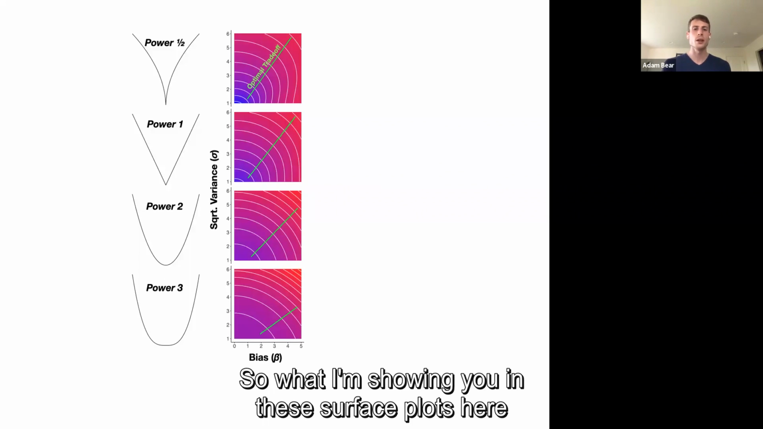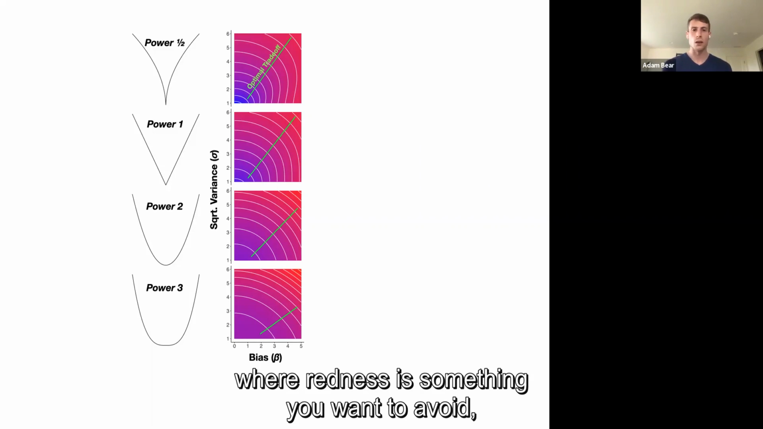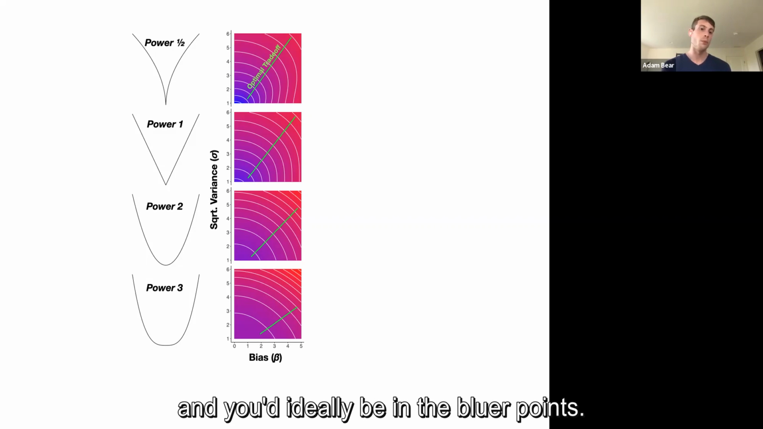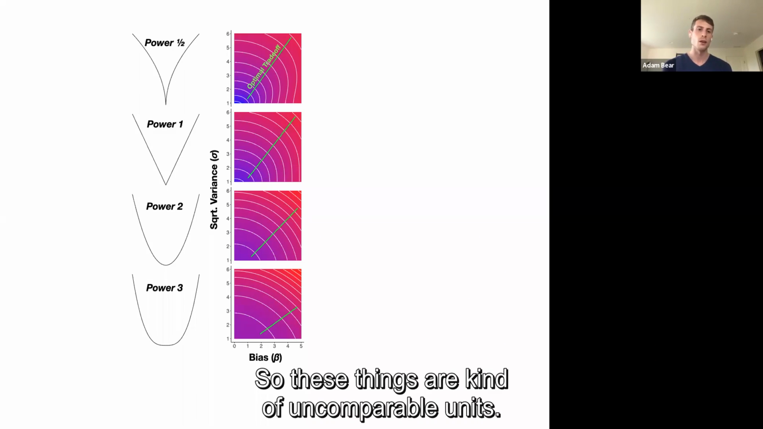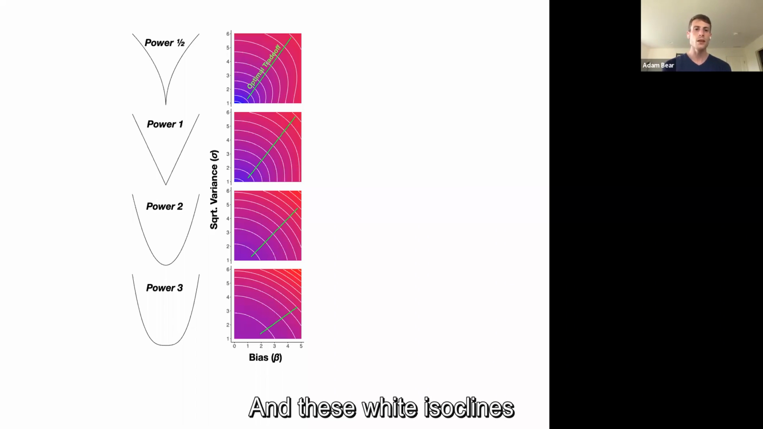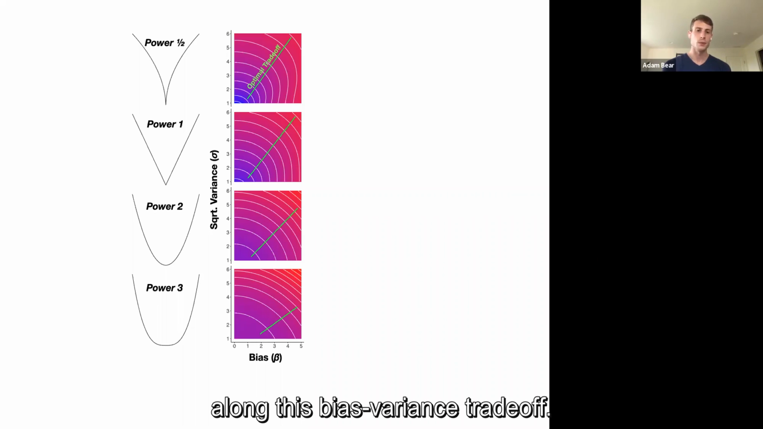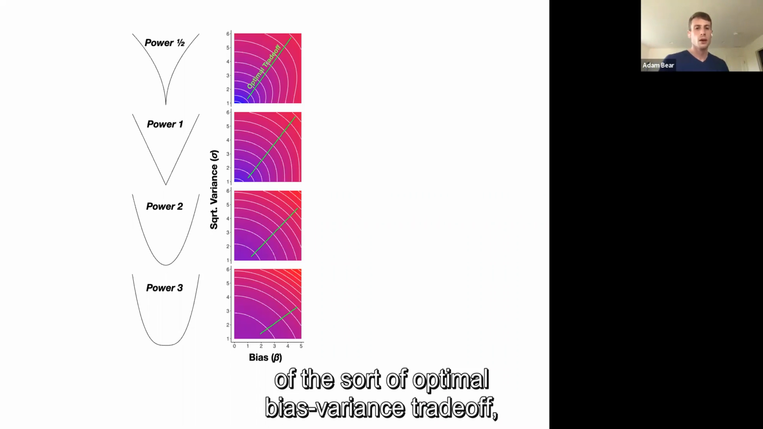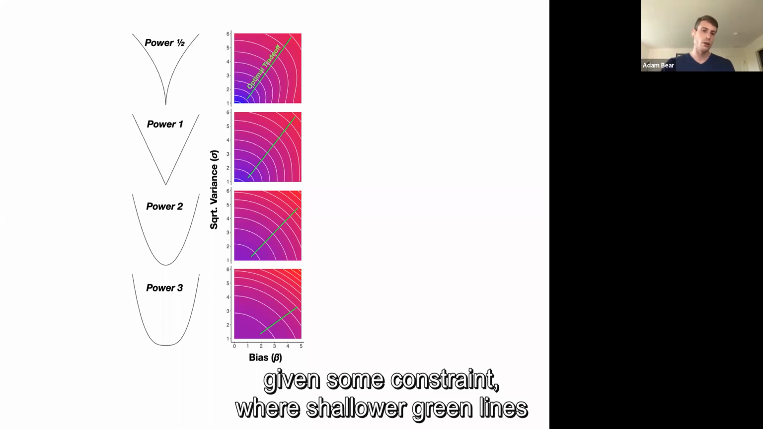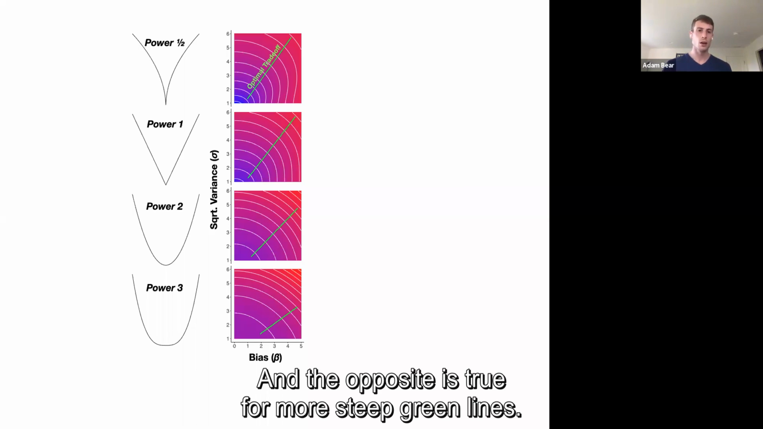What I'm showing you in these surface plots is the expected loss represented by the redness of different points, where redness is something you want to avoid, and you'd ideally be in the bluer points. I'm plotting on the x-axis the bias, and on the y-axis the square root of variance, so these are kind of incomparable units. The white isoclines represent points of equal expected loss along this bias-variance trade-off. If you follow these isoclines perpendicular, along the green lines we're plotting here, you can get an indication of the optimal bias-variance trade-off given some constraint, where shallower green lines indicate that bias is relatively less costly than variance, and the opposite is true for steeper green lines.